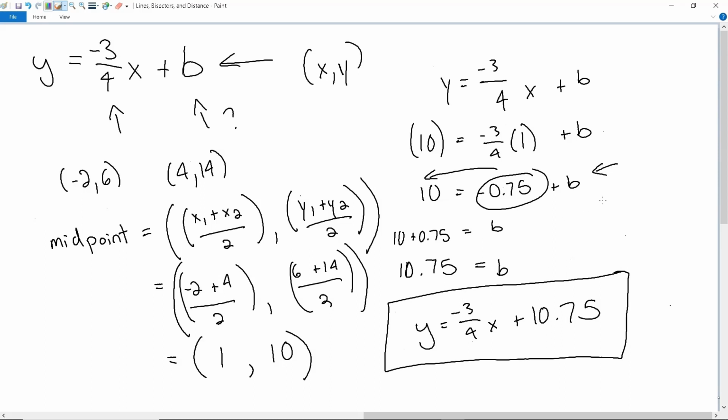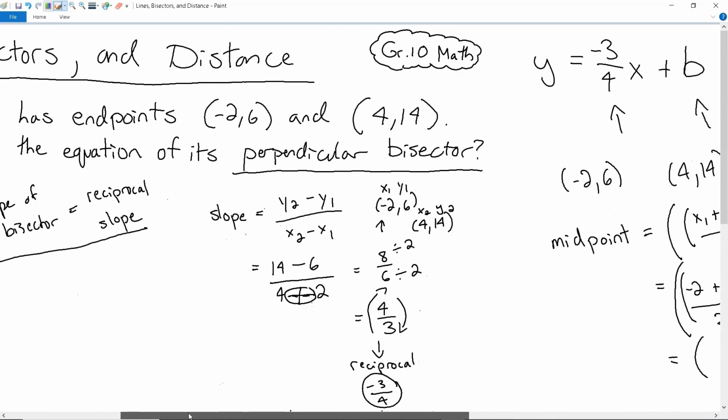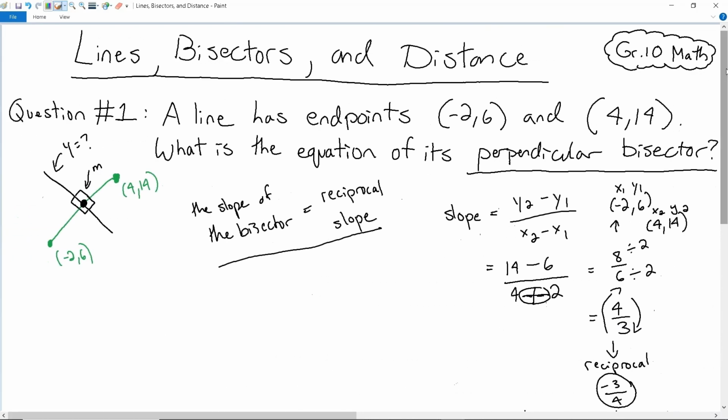So this question is a great intro because we need to know what is a bisector, specifically a perpendicular bisector. What is its slope? And we got that from our original line. And finally, what is a point on the bisector, which in this case is our midpoint. Okay, hopefully that wasn't too bad. Let's move on to question number 2.